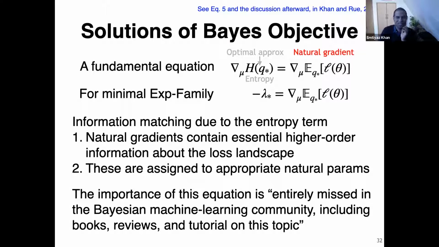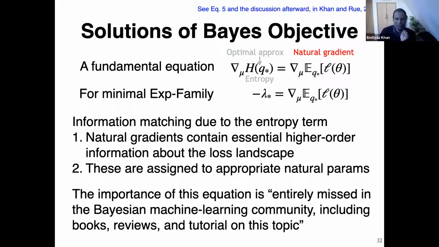It's important, and it has been sort of missed, at least in the Bayesian machine learning community. I've taken many years to really bring it down to one equation that I believe unifies most of the things.